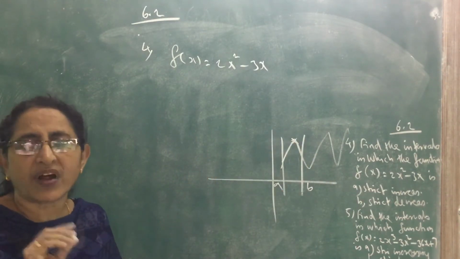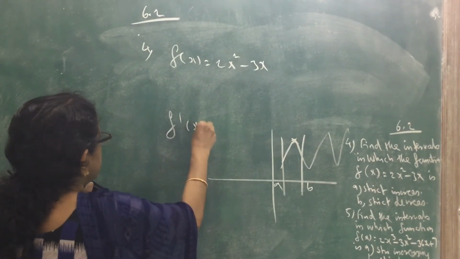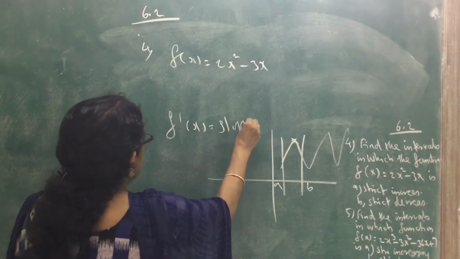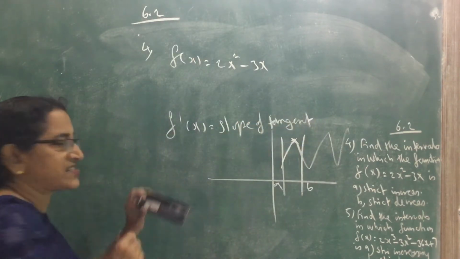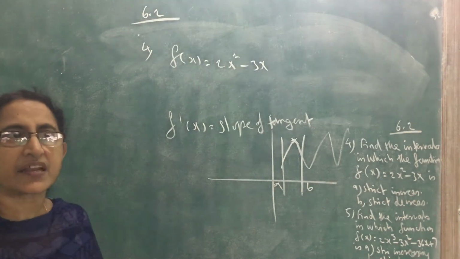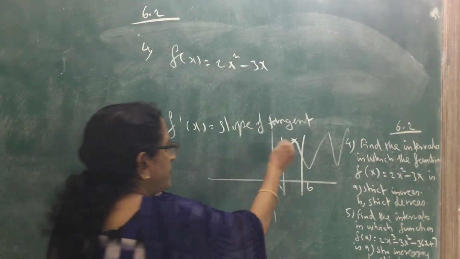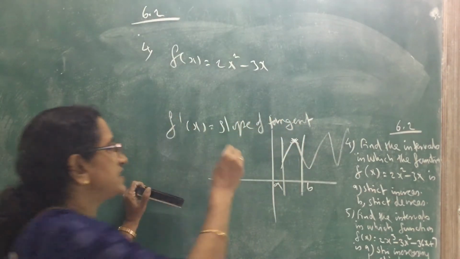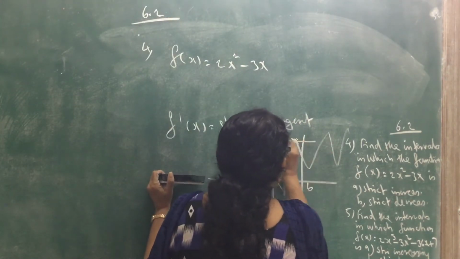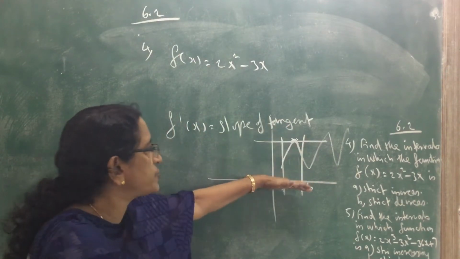We have studied one application of derivative, that is, the derivative of the function, f dash x, is equal to the slope of the tangent at x. So f dash x, that means the derivative of f of x, is the slope of the tangent at any point x, y. When we consider this point and draw the tangent at this point, that tangent is parallel to the x-axis.